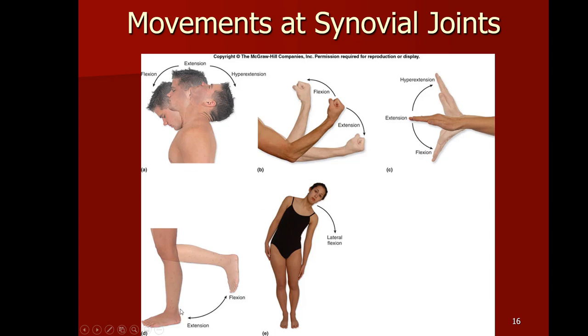So let's do the knee. Decreasing the angle here would be flexion. Increasing the angle, that's extension. Lateral flexion we talked about; this could be the trunk or the head. Then the wrist: we have flexion because you're decreasing this angle, extension coming back up this way. Then beyond the anatomical position would be hyperextension.